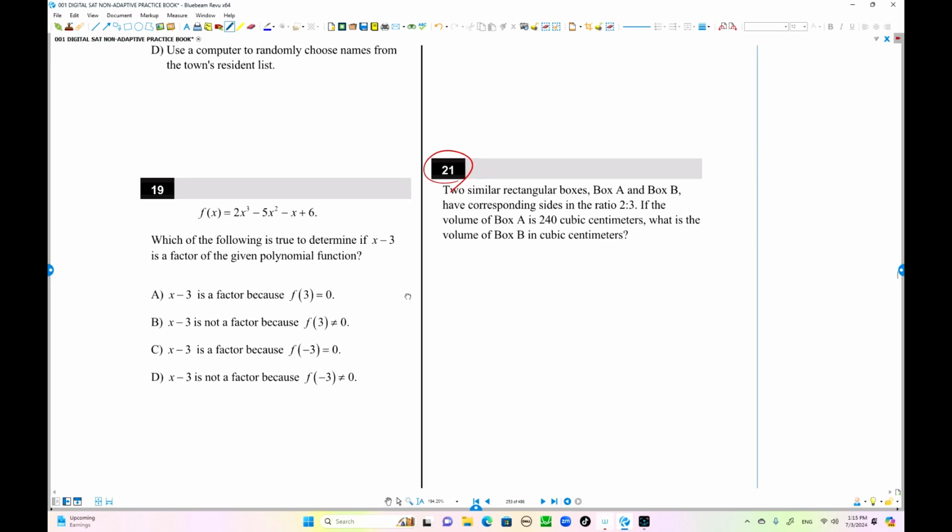Here is number 21. Okay, the ratio of similar figures. I'm going to review the ratios of similar figures. The ratio of the lengths is A to B. The ratio of their areas is always A squared to B squared. And their volumes are A cubed to B cubed. Always, okay?